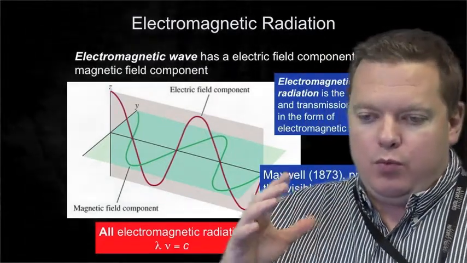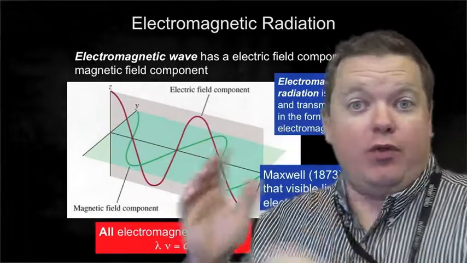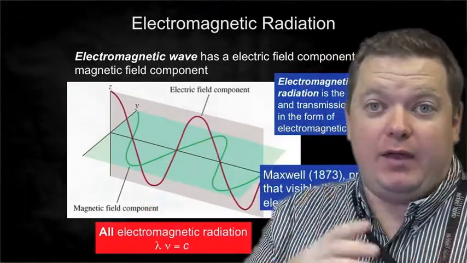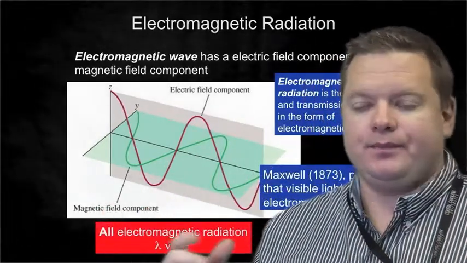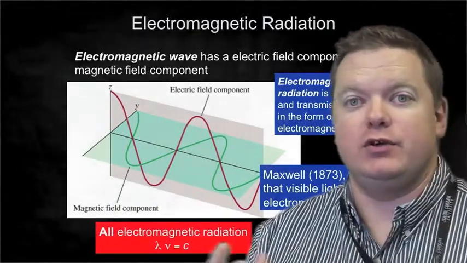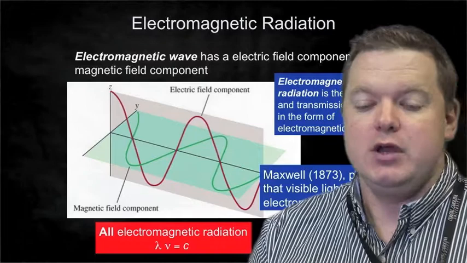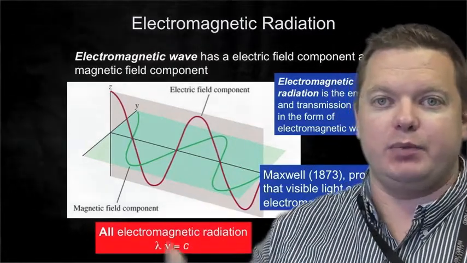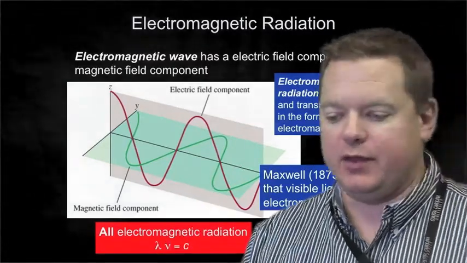So if we know the frequency of a wave, and the speed of light, since that's a constant, all this electromagnetic radiation always has this speed. If we know those 2 values, we can then calculate the third. So using the speed of light and the frequency, we can calculate the wavelength.